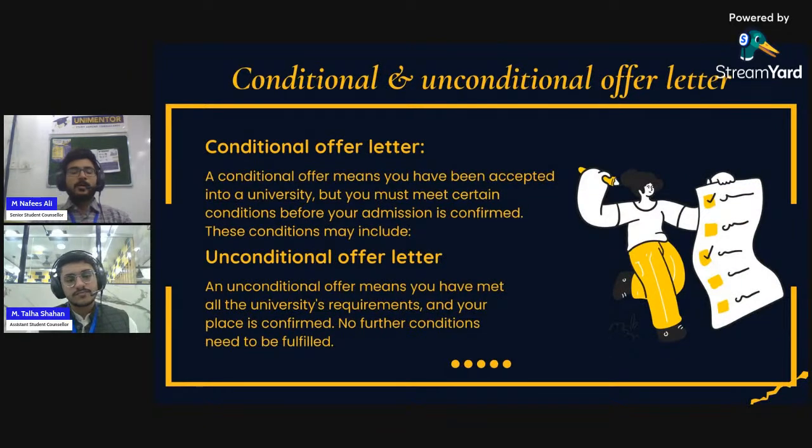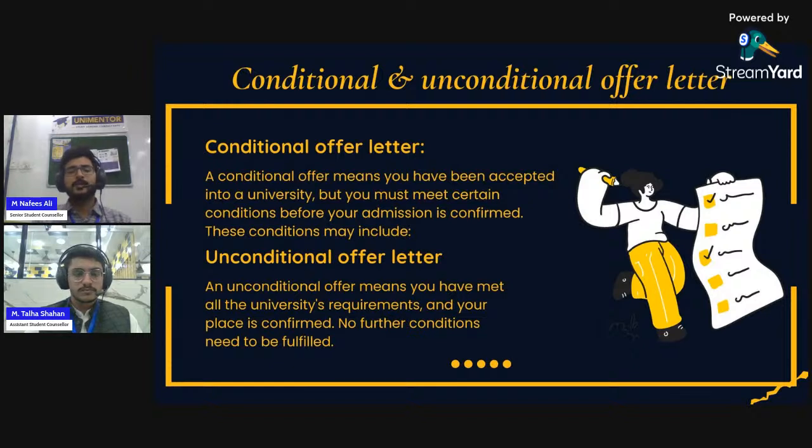Okay. Now, after putting your application to the universities, the university will issue you a conditional offer letter, or it can be unconditional. If it is conditional, a university will mention any condition, for example that an educational document of yours is not clear and you need to clear it and send it again, or any kind of requirement they may set, such as a document or an interview, which you will have to meet. Then when you send it, the university will issue you an unconditional offer letter. An unconditional offer letter means you have met all the university requirements and your place is confirmed, no further conditions need to be fulfilled. Okay, now let's move to the next slide.